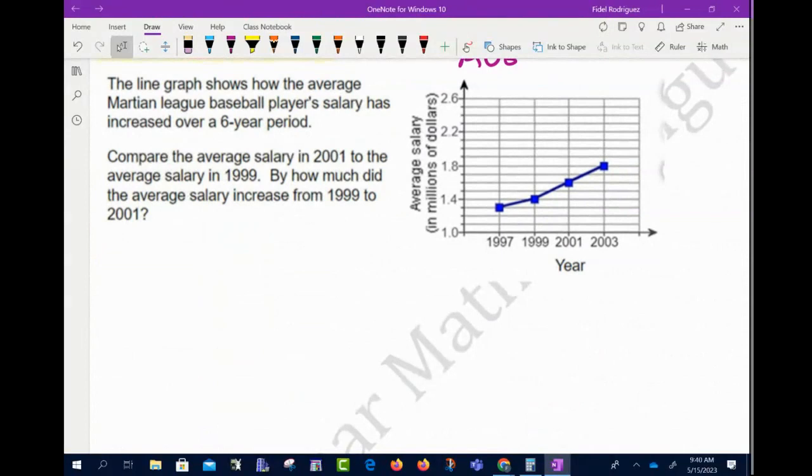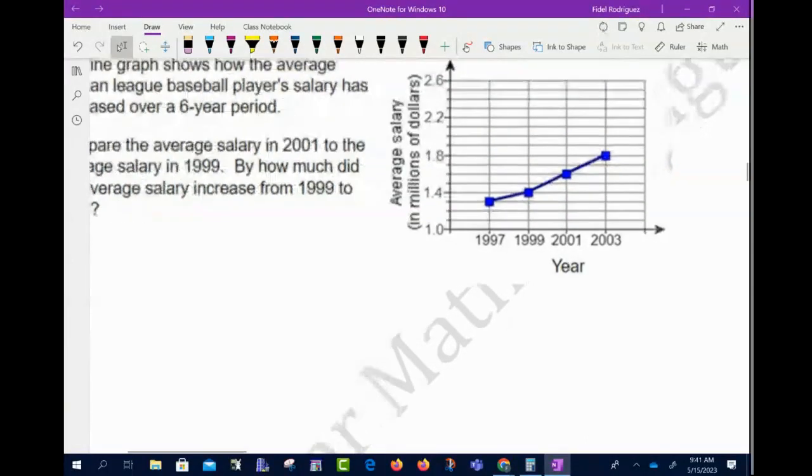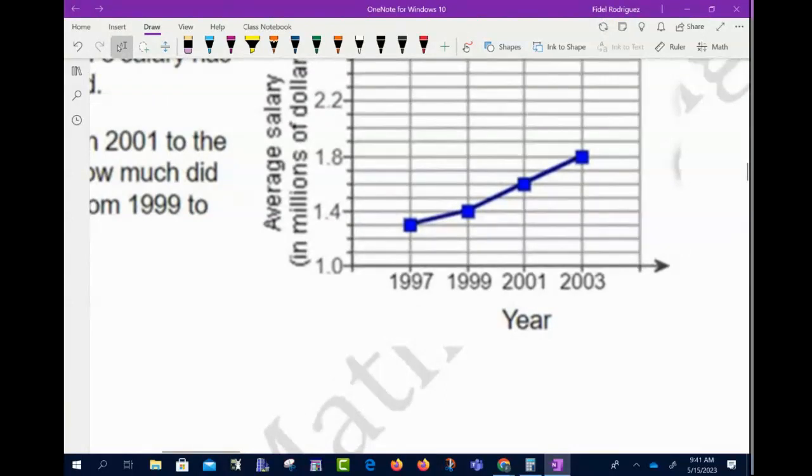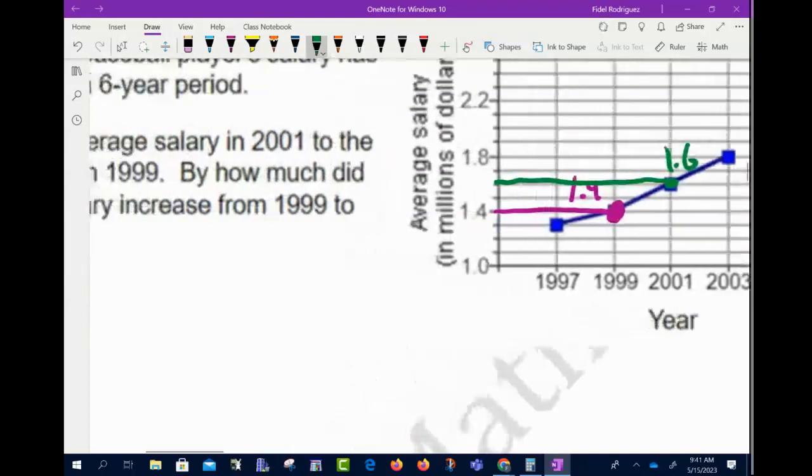All right, so I got another line graph here, y'all. It says the line graph shows the average Major League baseball player's salary has increased over a six-year period. Compare the average salary in 2001 to the average salary in 1999. How much did the average salary increase from 1999 to 2001? Okay, so look, y'all, if I were to guess what this number here would be, what number would you say? About 1.4? Okay, now, if I were to do the same thing for 2001, what number would you guess that to be? 1.6?